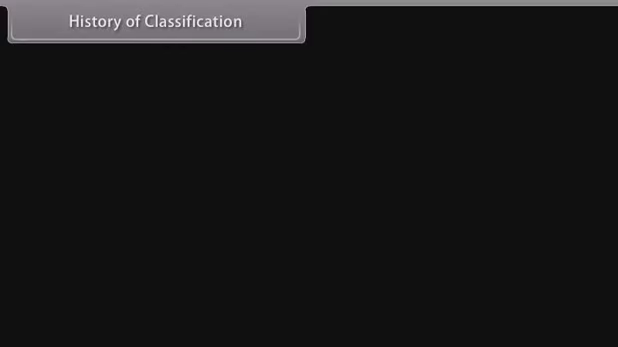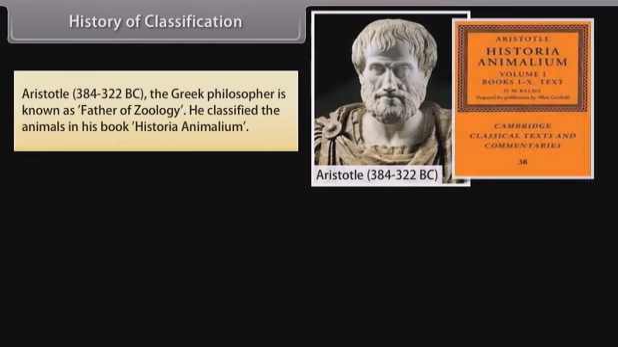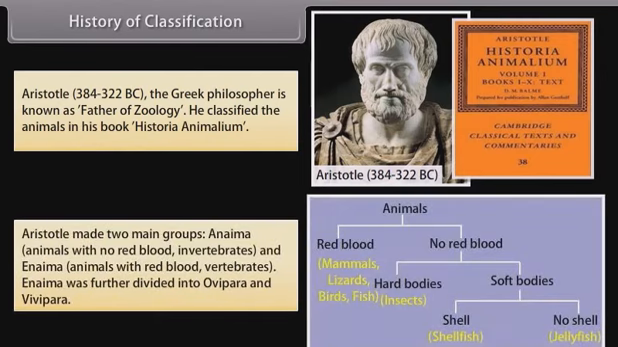History of classification. Aristotle, 384 to 322 BC, the Greek philosopher, is known as father of zoology. He classified the animals in his book Historia Animalium. Aristotle made two main groups: Anaima, animals with no red blood, invertebrates, and Enaima, animals with red blood, vertebrates. Anaima was further divided into ovipara and vivipara.